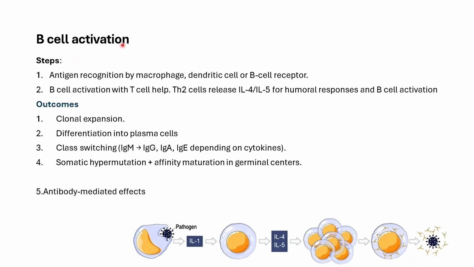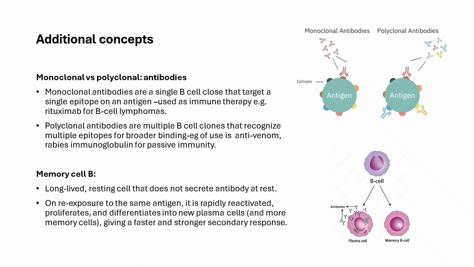Monoclonal antibodies are antibodies from a single B-cell clone that target a specific epitope on an antigen. They are used in the treatment of specific cancers and other types of immune therapy. On the other hand, polyclonal antibodies are from multiple B-cell clones that recognize multiple epitopes for broader antigen binding. An example of their use is antivenom used for snake bites. When a B-cell becomes activated by the presence of an antigen, they differentiate into plasma cells, and some cells differentiate into memory B cells, which provide immunological memory and a better response upon subsequent exposure to the same antigen.